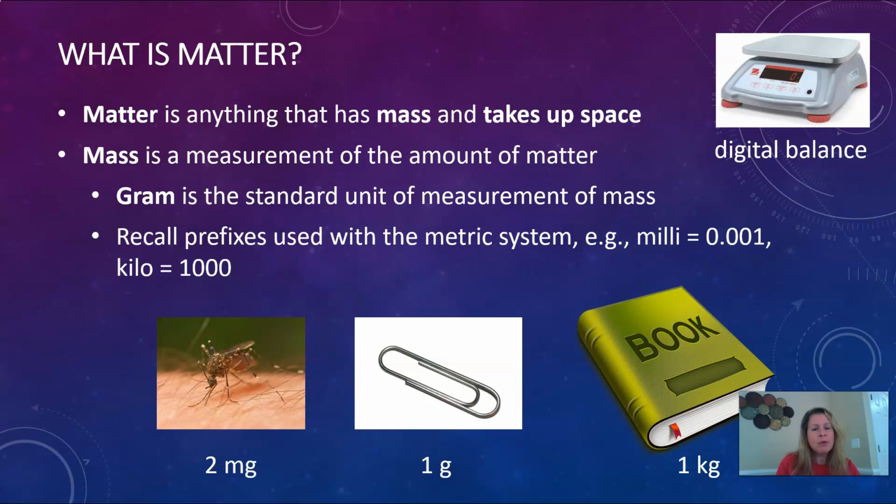Okay, and to help put that in perspective, a mosquito's mass might be around 2 milligrams. If you have a paper clip, the mass of a paper clip is around a gram. And if you have a really heavy textbook, the mass of that might be around a kilogram. And the instrument that we use to measure mass is called a balance.